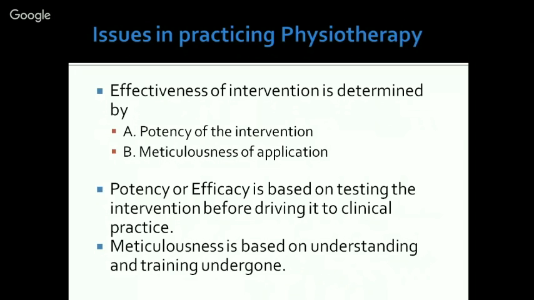Potency or efficacy is based on testing the intervention before driving it to clinical practice, and meticulousness is based on the individual therapist's understanding and the training process he undergoes before applying the therapy. In order to facilitate the understanding, we have placed the first webinar, which discussed in detail all the different procedures and how to apply constraint-induced movement therapy. In this one, we will be discussing more about the potency of it and how it was tested and what the quality of the testing procedure is.